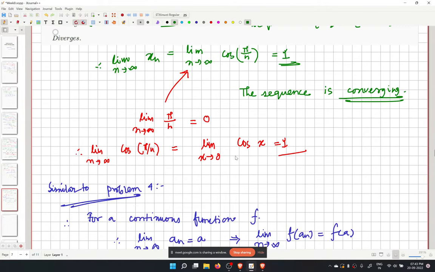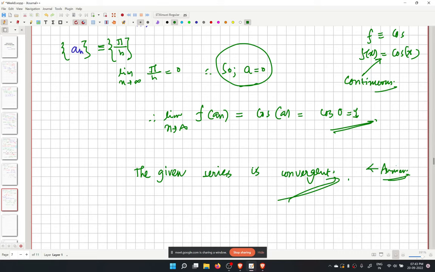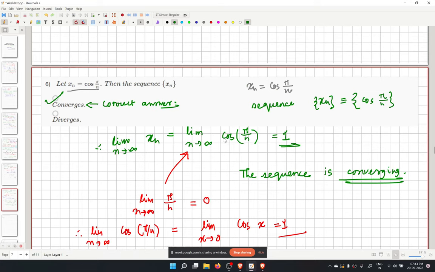I hope you have gathered enough insight here. So the answer is the given series is convergent. So this is the answer. I hope you have followed it carefully. And if there is any question, please let me know in the chat box.